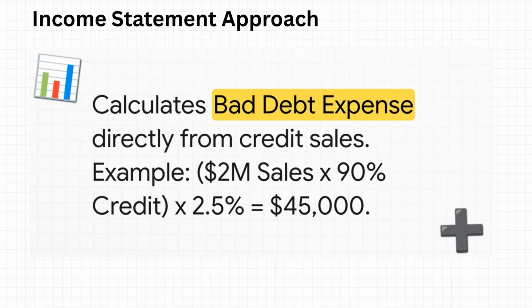Your bad debt expense is then whatever number you need to plug in to make the allowance balance hit that target. In practice, the income statement method is quick and often used during the year. The balance sheet method is required at year-end for accuracy.